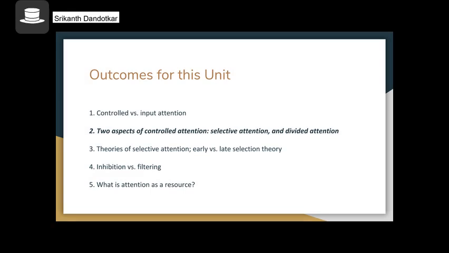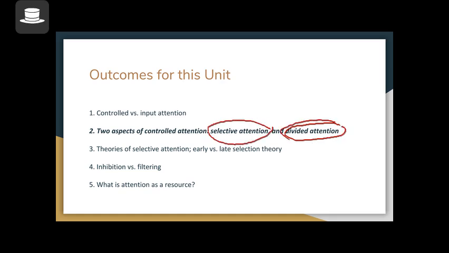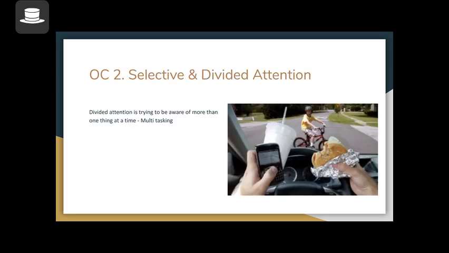Now, two aspects of controlled attention. When there is controlled attention, you are consciously involved in that. In other words, you're making the selection or deselection. Now, there is another possibility, which is called divided attention. So selective attention and divided attention are related to the controlled aspect of the attentional process, and that's what we'll talk about now. First we'll talk about divided attention, then we'll talk about selective attention.